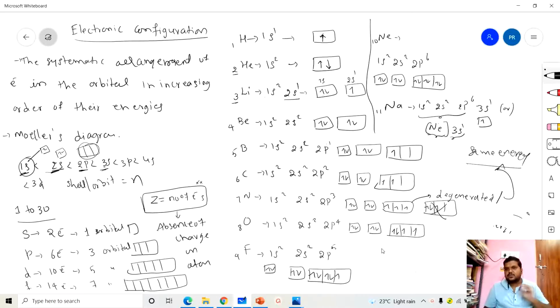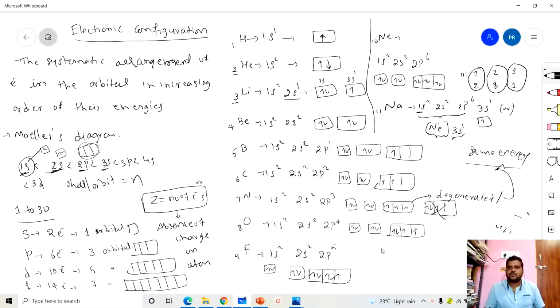Is it clear? Now here, in the first shell, n equal to 1, how many electrons? 2. For n equal to 2, how many electrons? 8. For n equal to 3, how many electrons? 1. In the 10th standard we learned it like this: 2, 8, 1. First shell 2 electrons, second shell 8 electrons, third shell 1 electron. In this way we can write it.